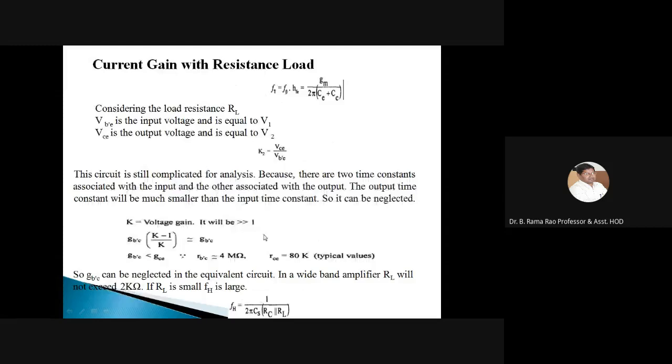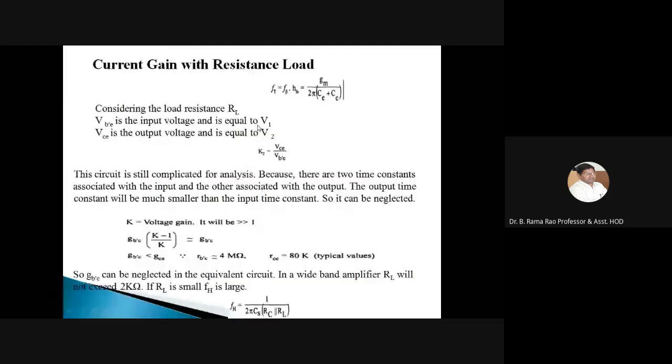So minus HFE by 1 plus j HFE into f by fT. Okay, f by fT. Now the value of A is equal to minus HFE by 1 plus j into HFE into f by fT. HFE into fT is nothing but fB. I will explain later what this f is.